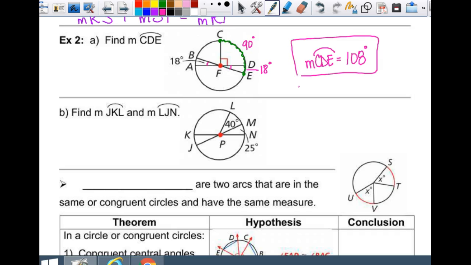There's no such thing as vertical arcs, by the way. Sounds like there should be, like it would make sense, but we've got vertical angles that help us with arcs.